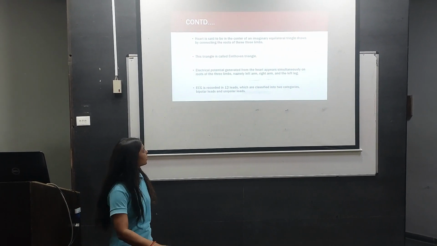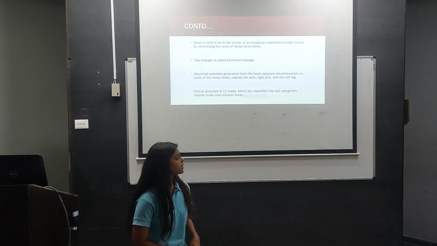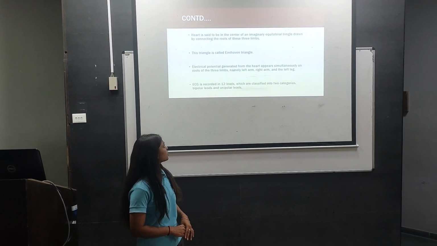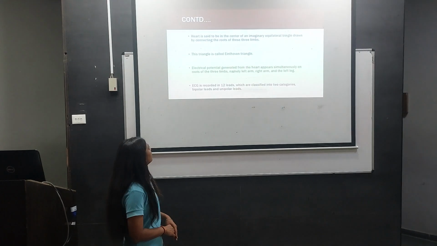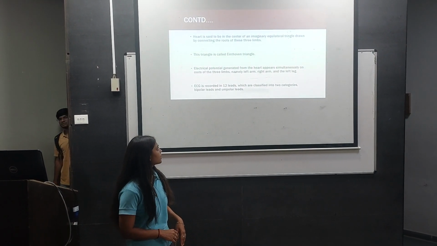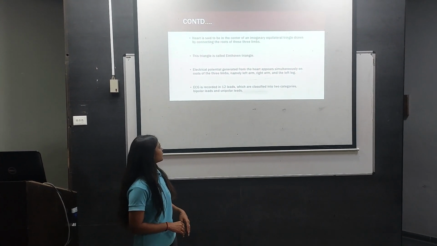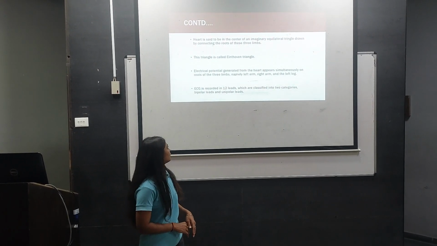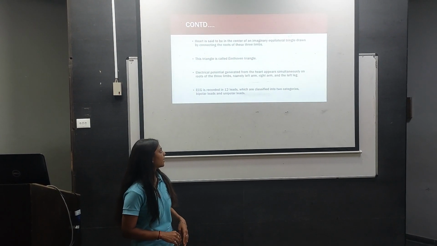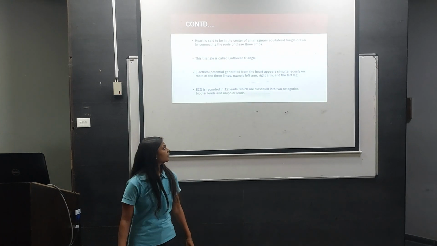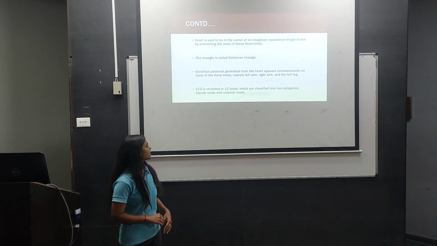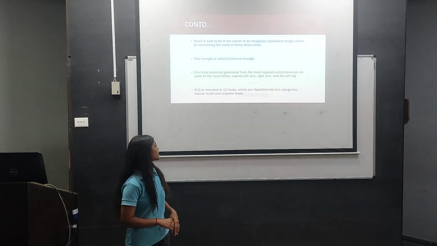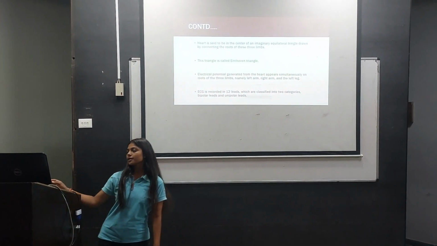Heart is said to be in the center of an imaginary equilateral triangle drawn by connecting the roots of these three limbs. This triangle is called the Einthoven's triangle. Electrical potential generated from the heart appears simultaneously on roots of the three limbs, namely left arm, right arm and the left leg. ECG is recorded in 12 leads which are classified into two categories, bipolar leads and unipolar leads.